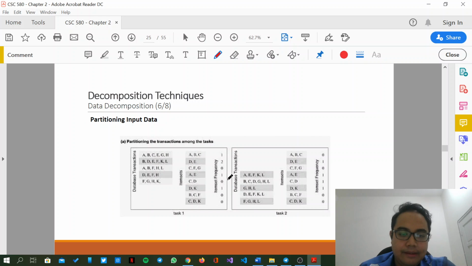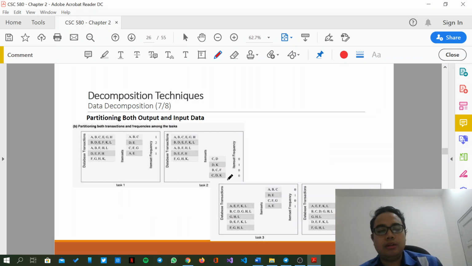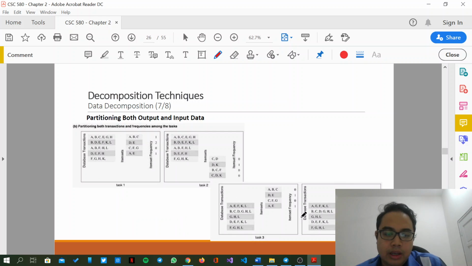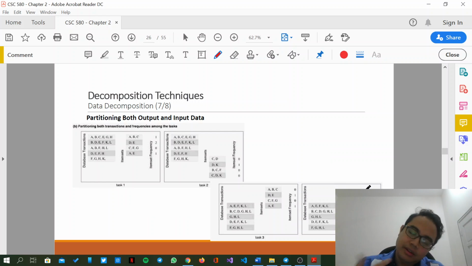Nampak? Right, so you can either decompose into input or output data. Okay, or you can also partitioning both output and input data to get more tasks. Macam ni kita boleh dapat 2 task, task 1, task 2, and then ni pun task 1, task 2. Yang ni boleh dapat task 1, task 2, task 3, and task 4 when we partitioning both output and input data. The result is still the same. Okay, once we combine all the result will remain the same.